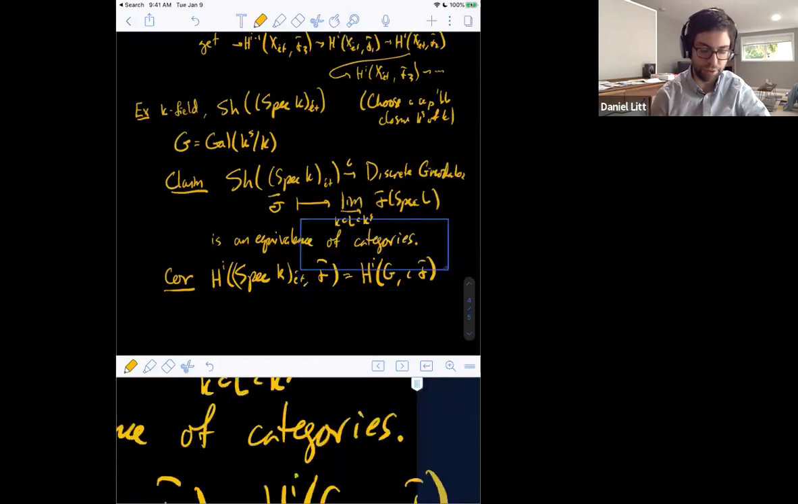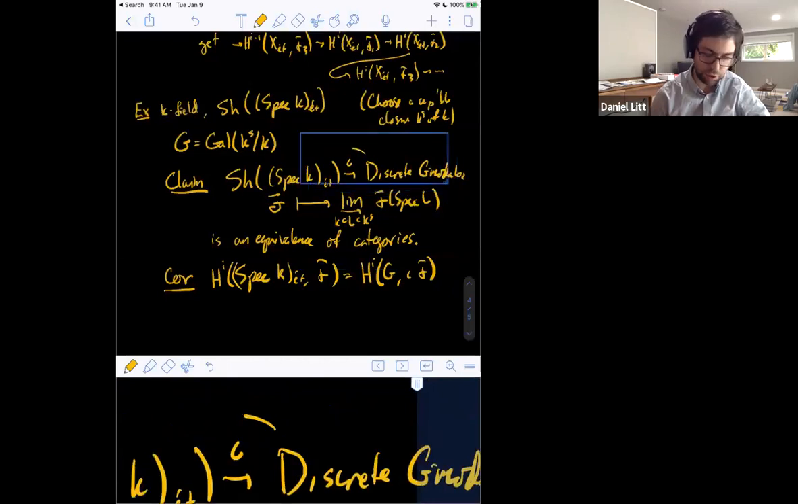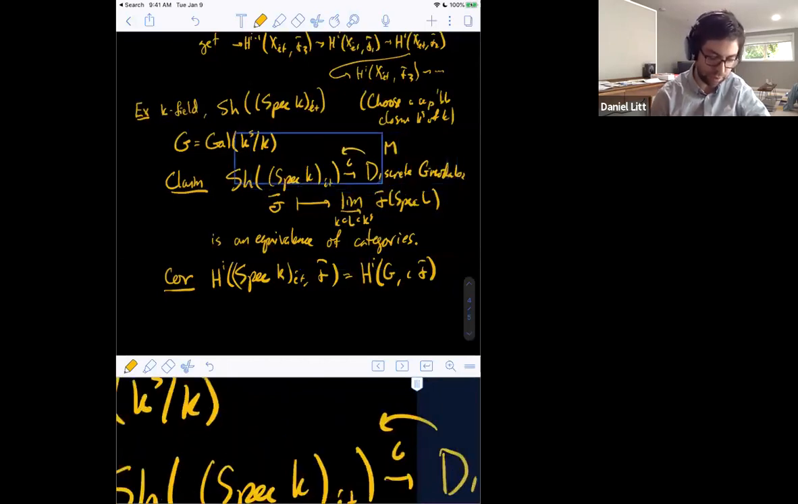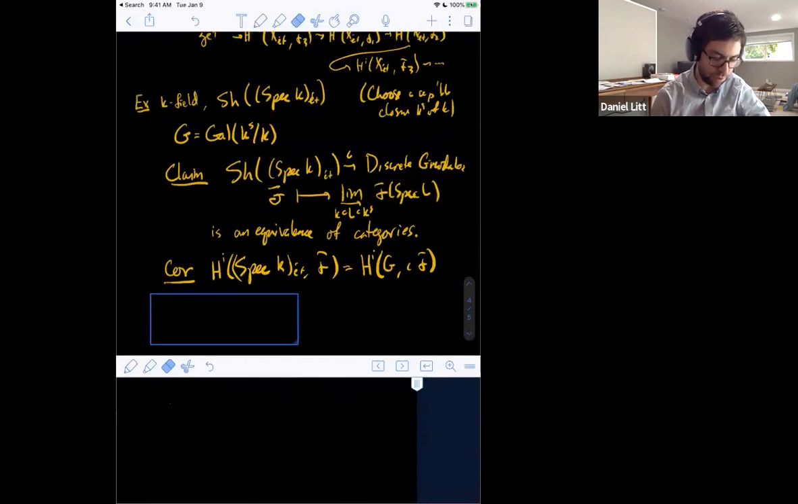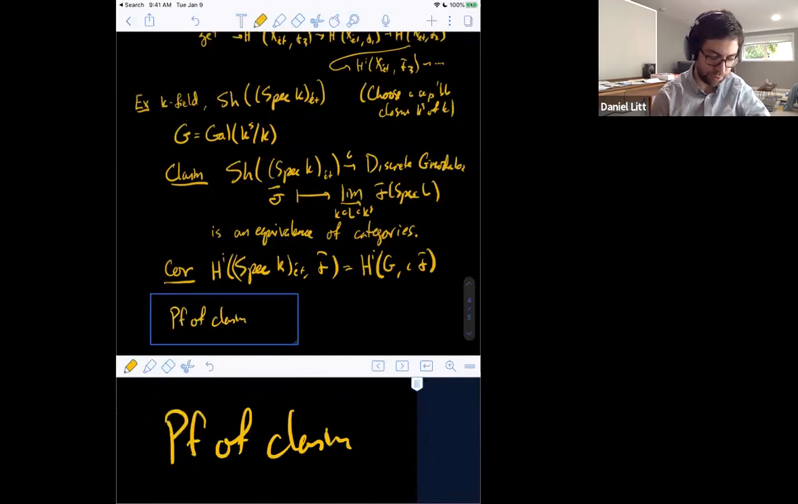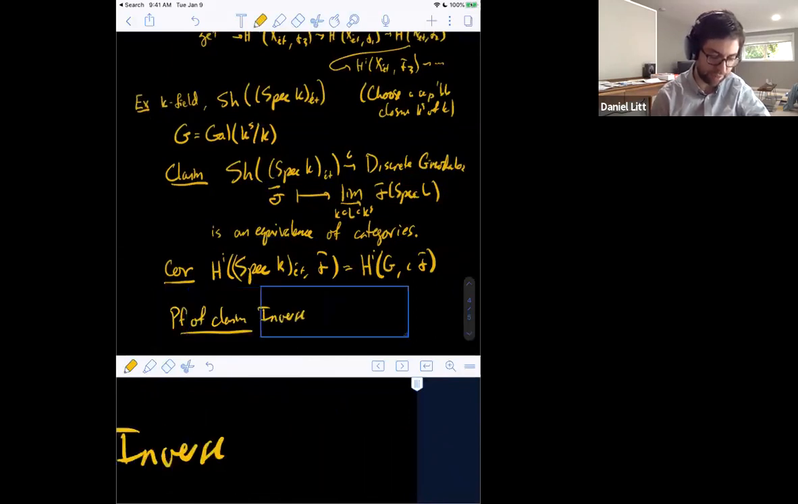I would have to tell you the functor going back. So let me tell you the functor going back. The functor going back is that you send a discrete G-module M to the fixed points. Well, let me sketch the proof of the claim. So, proof of claim. What's the inverse functor? Can anyone tell me? I kind of started saying it, but I'm curious to know if anyone sees it.